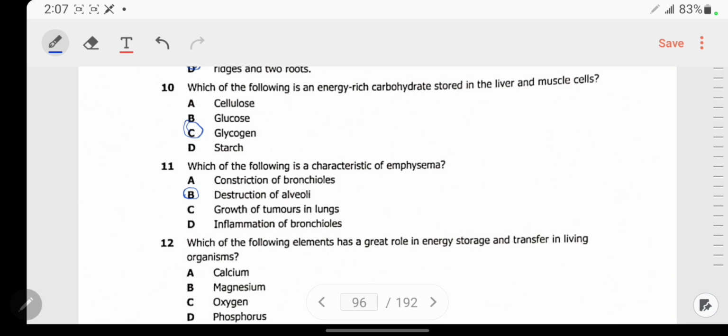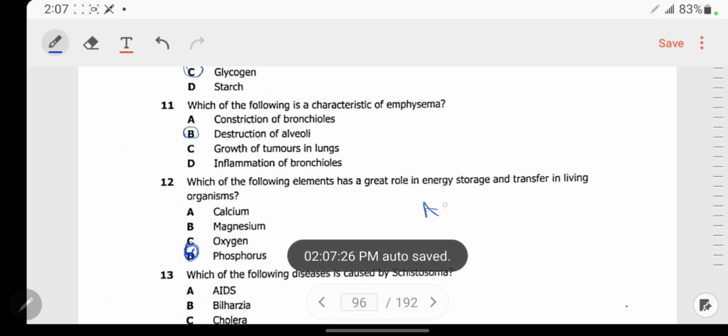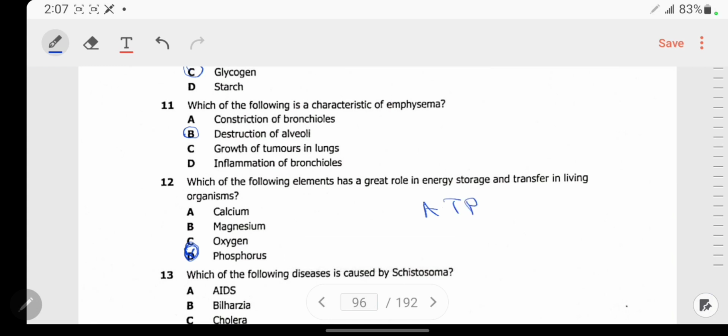Let's look at question 12. Which of the following elements has a great role in energy storage and transfer in living organisms? From just this question, we can identify that it's phosphorus. Why do I say phosphorus? Phosphorus is found in ATP, which is a molecule that is used to release energy.